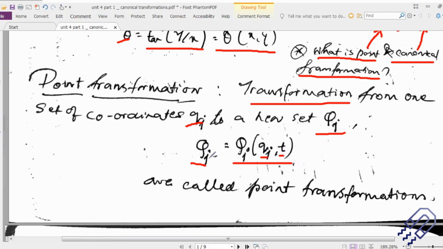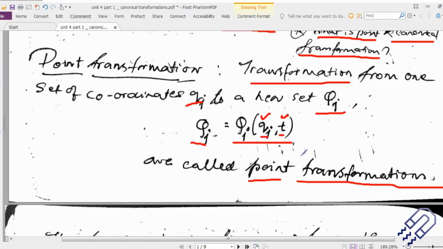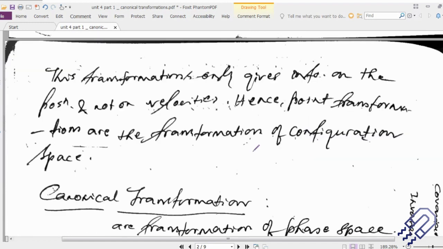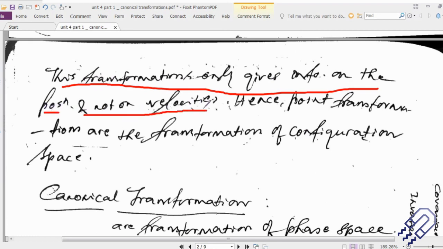So if it's written in the form of an equation, it will have a small qj component and t. t is time, and small qj still remains the generalized coordinate that we have studied. This is basically called a point transformation. It's simple, right? We don't have any kind of momentum here. Once we include momentum, it becomes canonical transformation. This transformation, point transformation, only gives information on the position and not on the velocity. No momentum is involved, so I don't know anything about the velocity here.